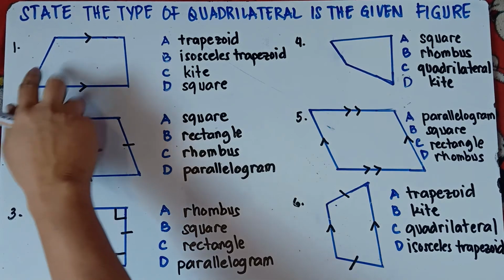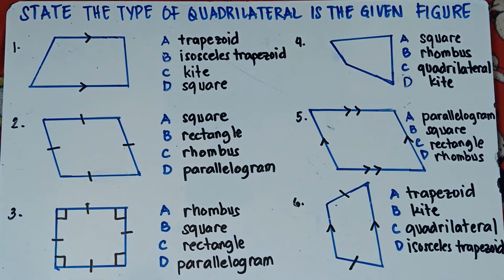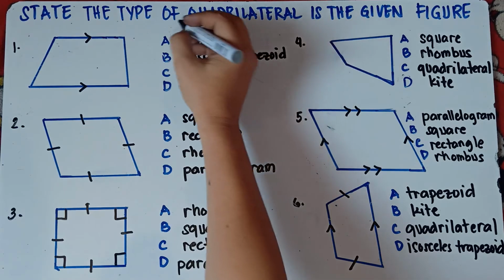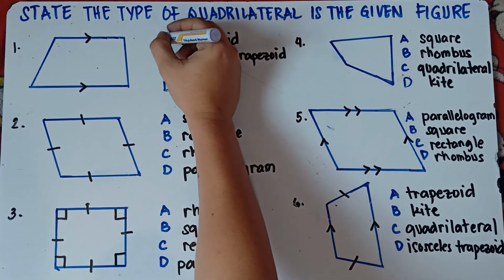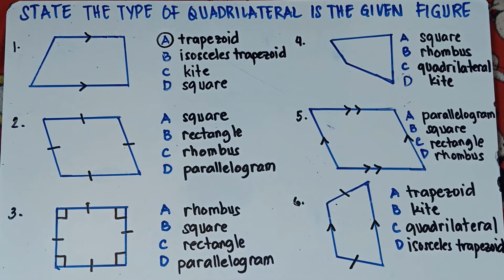As you can see in the figure, of course, the legs are not congruent. So for number 1, the answer is trapezoid, one pair of parallel sides. Letter A for number 1. Alright, number 2. Could you try this one, class?